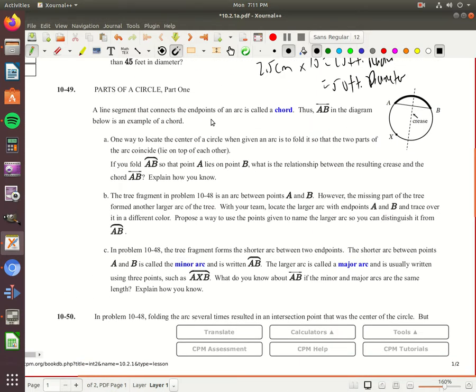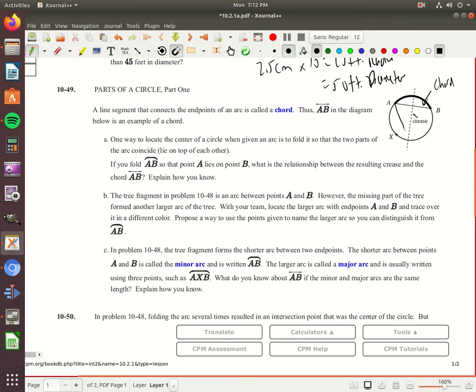All right, so 1049, parts of a circle, part 1. A line segment that connects the endpoints of an arc is called a chord. So again, that was what we did. We connected 2 points on an arc. This was called the chord. It's important that we know what that is. And that chord sort of folded in half and made this.